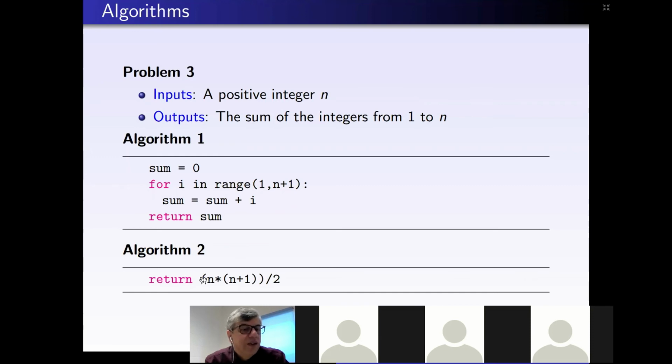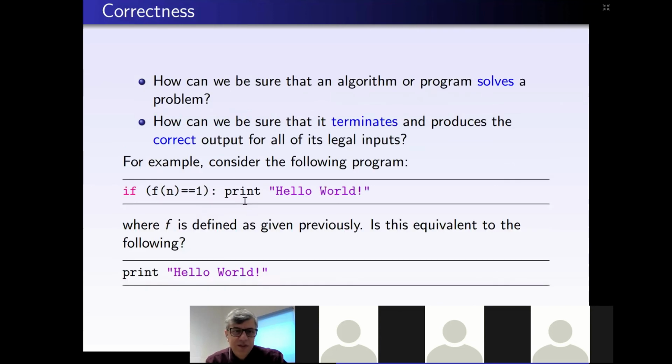Or it could be another algorithm which does the same thing. Return n times n plus 1 divided by 2, because you know the summation of all the positive integers from 1 to n is n times n plus 1 divided by 2. So these are two different kinds of algorithm. Which one is more complex? Which one is better in terms of computability, etc.?